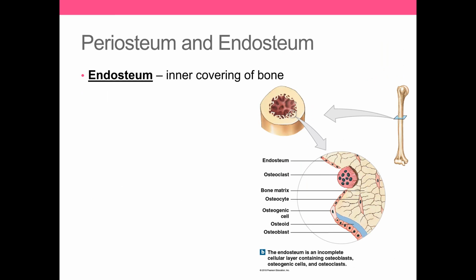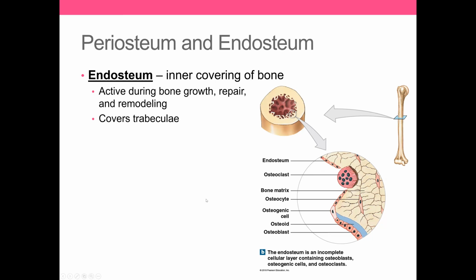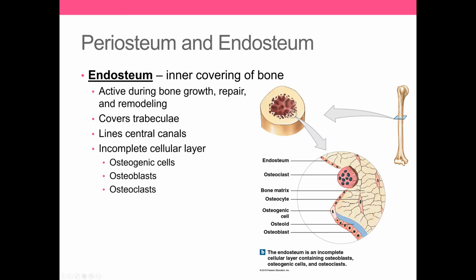The endosteum is the inner covering of the bone, so you find this around the spongy bone area inside of bones, and you can also find it inside the central canals. So the endosteum becomes active during bone growth, repair, and remodeling because this is where you're going to find your osteoclasts, your osteoblasts, and your osteogenic cells. As I mentioned, it covers the trabeculae and the spongy bone. It also lines the central canals of the osteons in the compact bone. And it's an incomplete cellular layer made up of the osteogenic cells, the osteoblasts, and the osteoclasts.